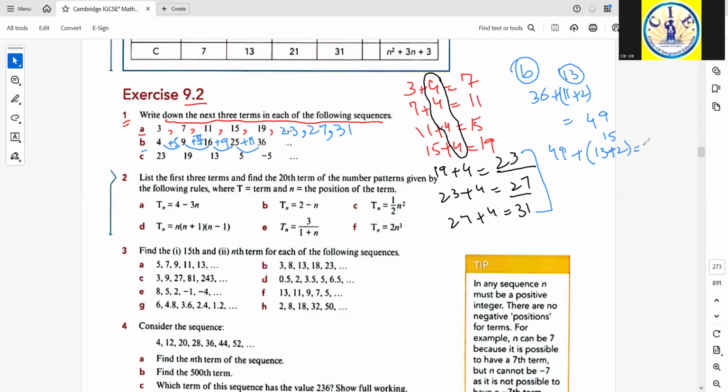So 15 plus 49 is 64. And then 64 plus, previously we added 15. Now we would be adding 15 plus 2 even. That means 64 plus 17. So that is going to be 81. So these are the next three terms: 49, 64, and 81.